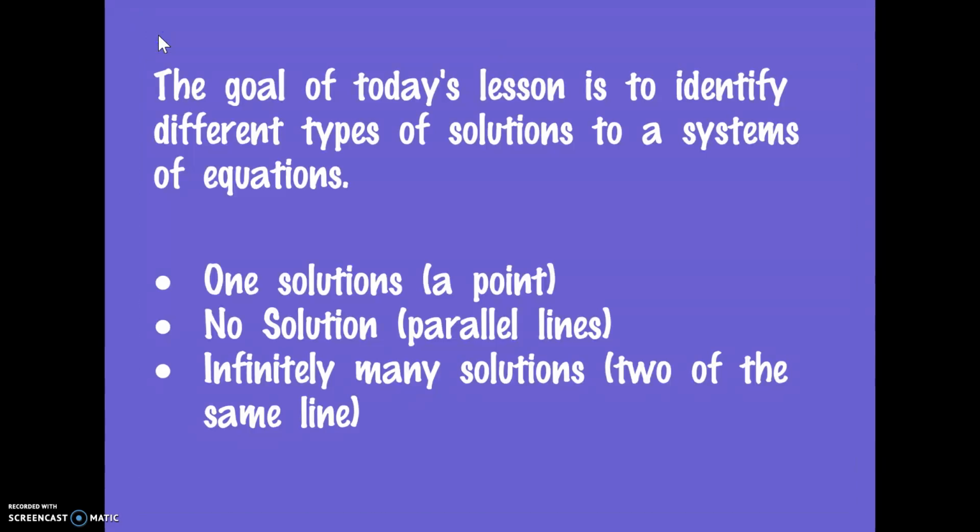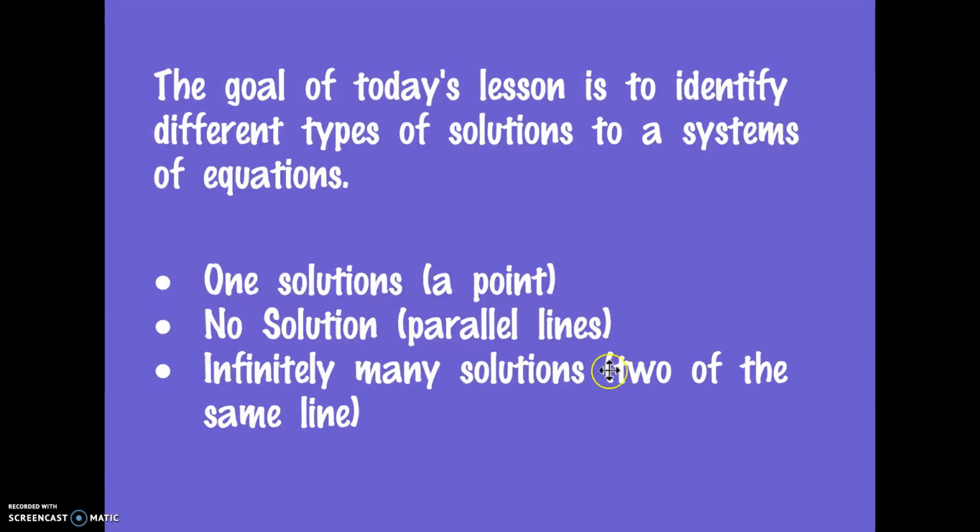The goal of today's lesson is to identify different types of solutions to systems of equations. One of the different situations we're going to be talking about today is when there's one solution. And that one solution to a system, remember, is a point on a graph where those two things intersect. No solution is when you have a set of parallel lines that will never intersect, so therefore they don't have a solution. The last case that we're going to talk about is infinitely many solutions.